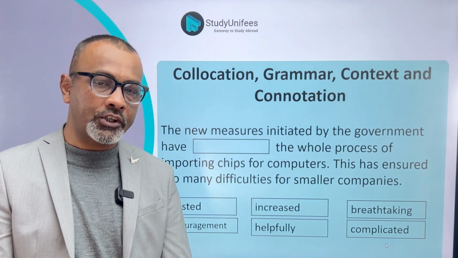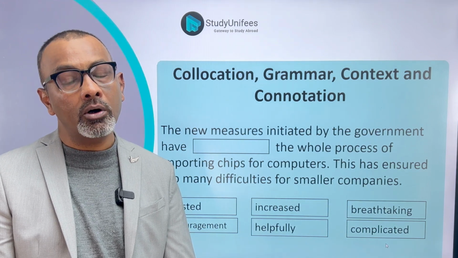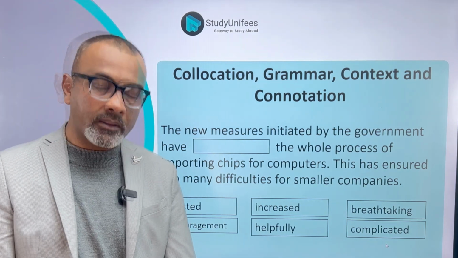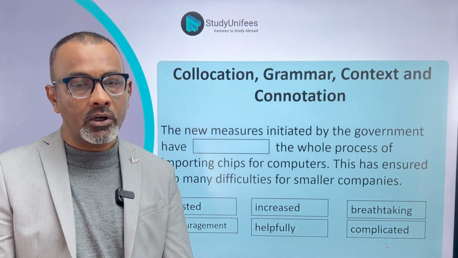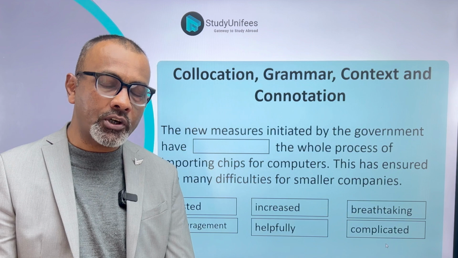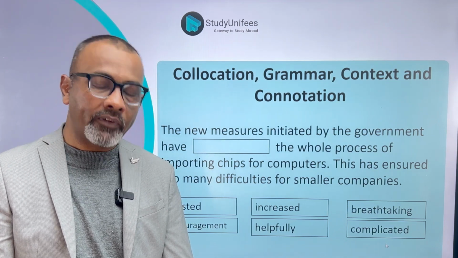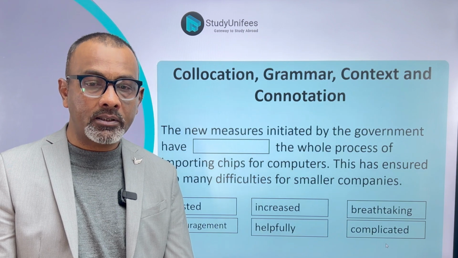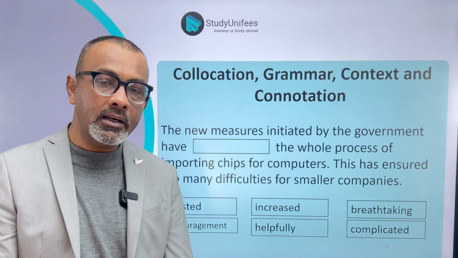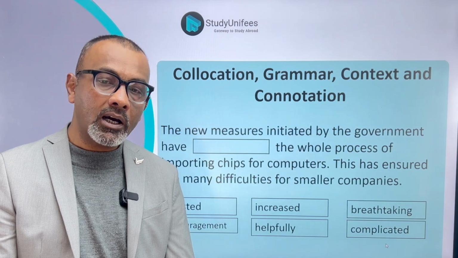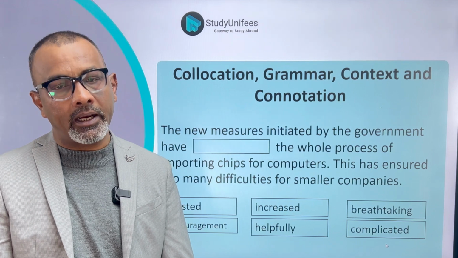Firstly, collocation. Have will only take a V3 or a past participle verb. The grammar dictates that only assisted, increased, or complicated are potential answers for this blank, because the blank is a verb. Encouragement is a noun, helpfully is an adverb, breathtaking is an adjective, and these are not possible answers for the blank. Now let's look at the context.